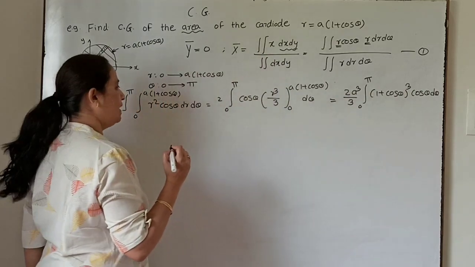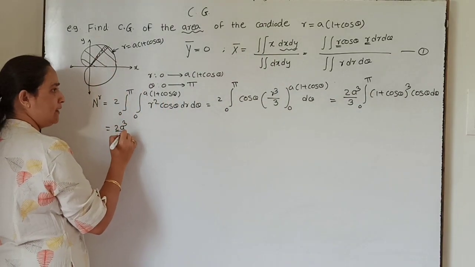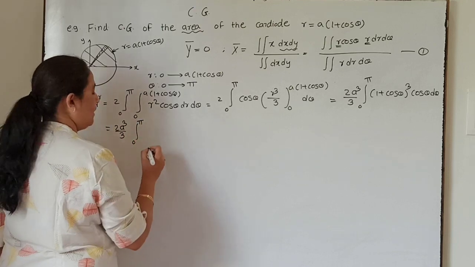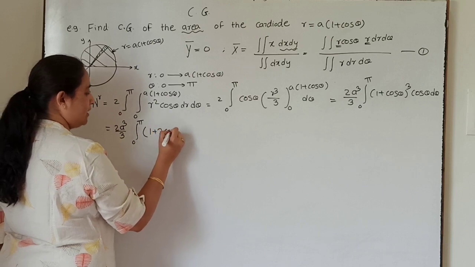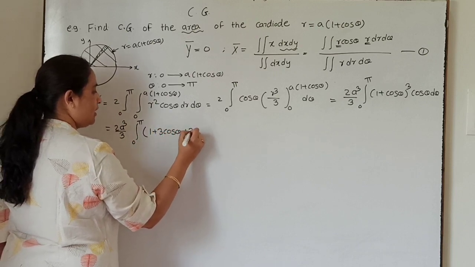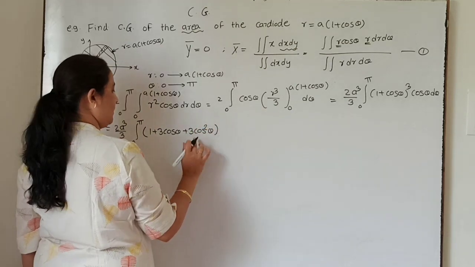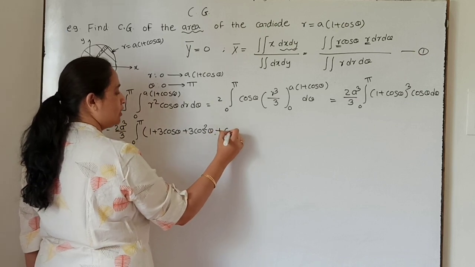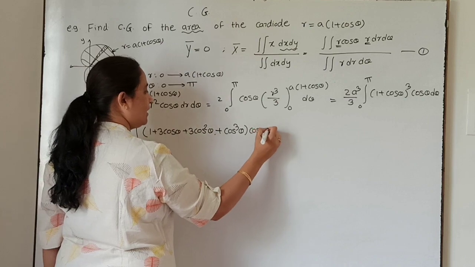Now if I will expand this, you will get 2a cube upon 3 integration from 0 to pi, (1 plus cos theta) bracket cube is 1 plus 3 cos theta plus 3 cos square theta plus cos cube theta, into cos theta d theta.